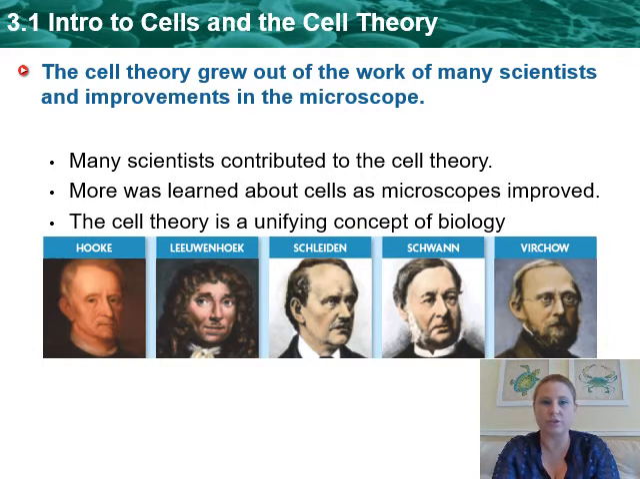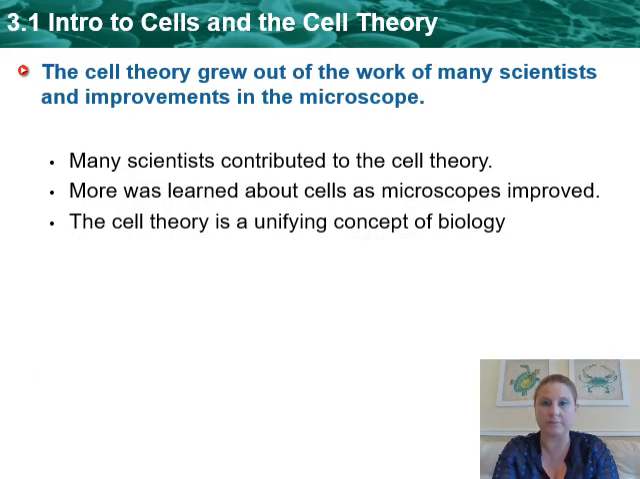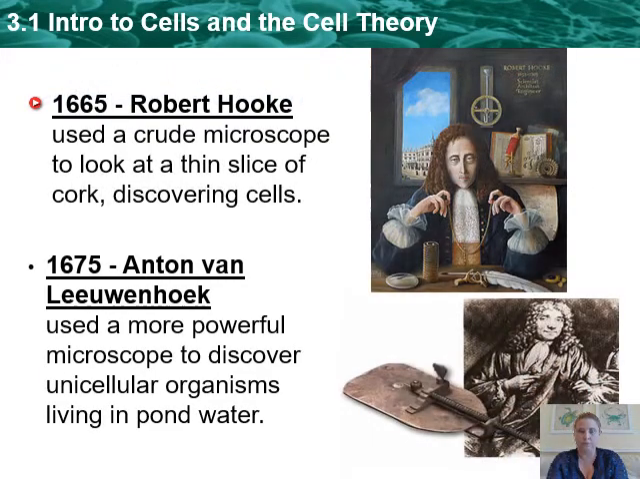So you can see all these pictures right here. These are all the scientists that actually helped to contribute to the cell theory. So here we are with the scientists. In 1665, we have this gentleman by the name of Robert Hooke. And Robert Hooke made his own microscope, and he used it to look at a thin slice of cork.